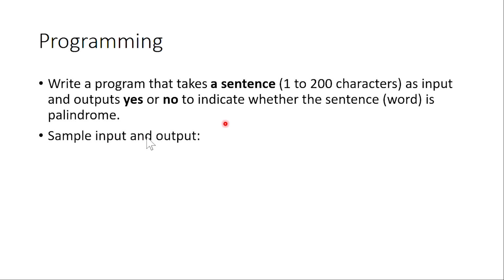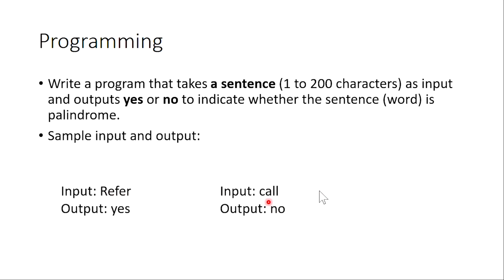So here are sample input and output. For example, you have input refer, and the output should be yes, because REFER read backwards is REFER, the same. And input CALL, read backward LLAC, no, it's not a palindrome. And redder, redder, yes. So your input and output should be something like this.